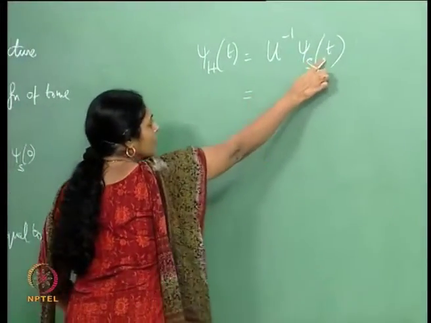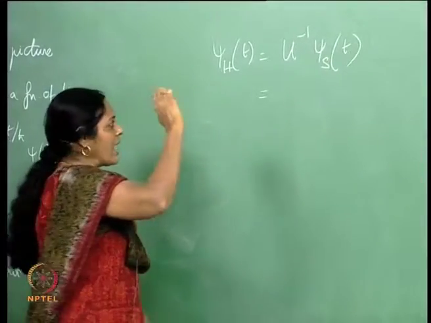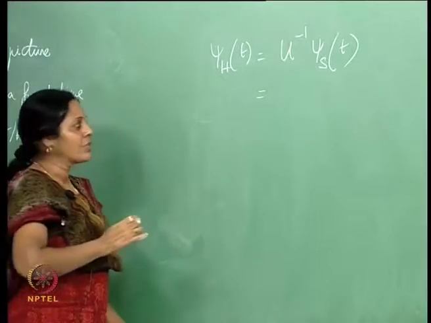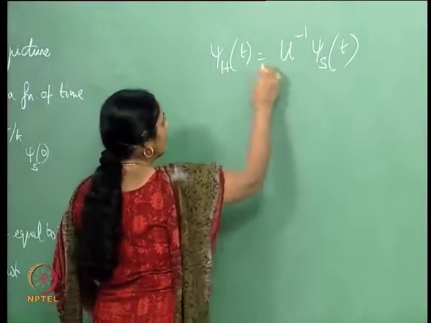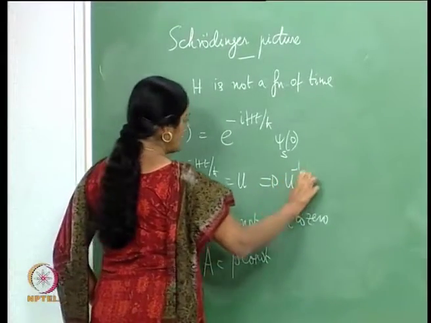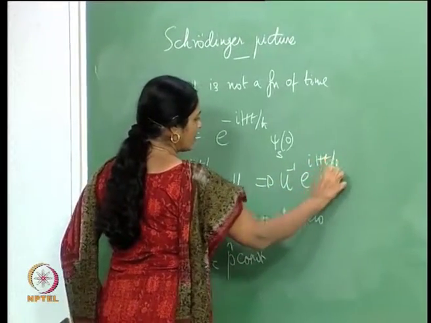So, I go from the Schrodinger picture wave function at an instant of time to the Heisenberg picture wave function at the same instant of time by applying U inverse, and remember U inverse is e to the i H t by h cross.